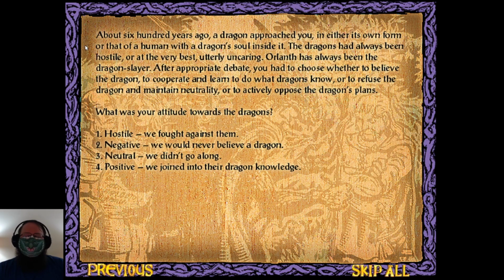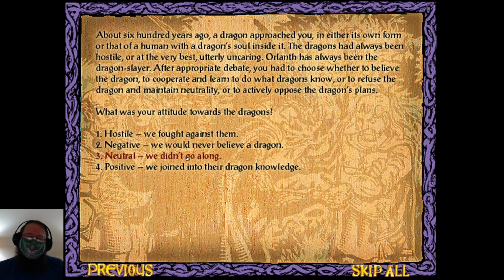About 600 years ago, a dragon approached you in either its own form or that of a human with a dragon's soul inside it. The dragons had always been hostile, and the very best, utterly uncaring. Orlanth has always been the dragon slayer. After appropriate debate, you had to choose whether to believe the dragon, to cooperate and learn to do what dragons know, or to refuse the dragon, maintain neutrality, or to actively oppose the dragon's plans.